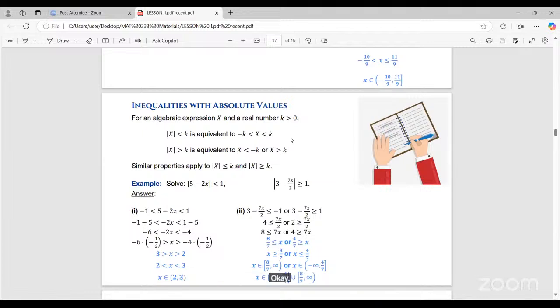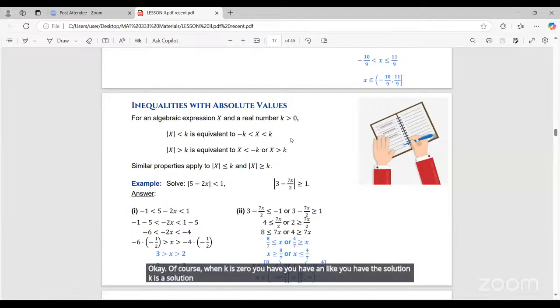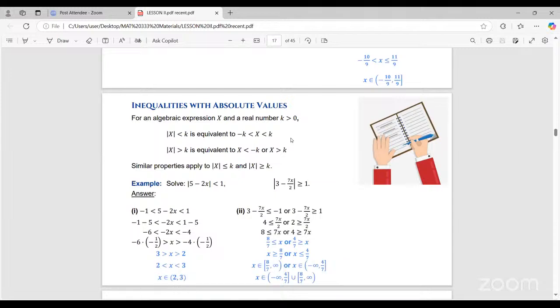Of course, when k is 0, you have a solution. K is our solution. You understand? The first one, we say k lies between two solutions. Whenever the absolute value is less than k, we have two possible solutions.